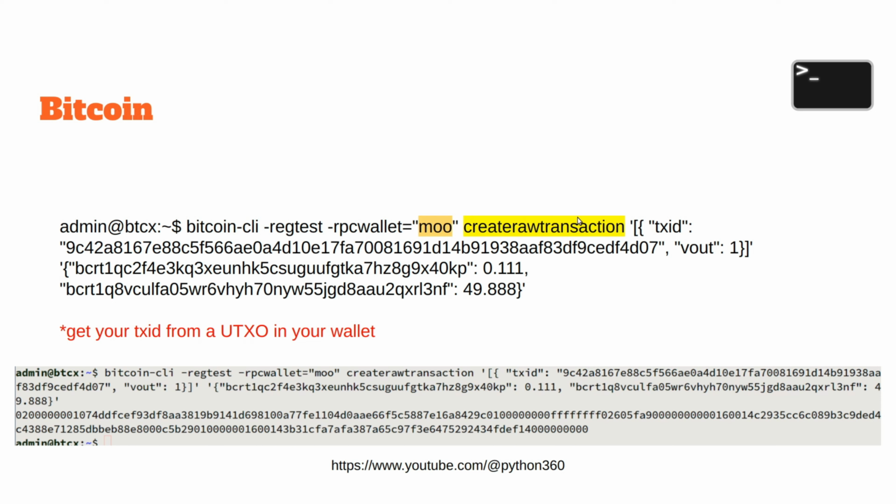createrawtransaction. So get your transaction ID from a UTXO in your wallet. And then, as long as you specify your wallet, you can do createrawtransaction. Then txid, and then specify here the hash. Then vout, I just put as 1. So it's not a true transaction because you haven't created a proper signature or scriptPubKey or anything, but it kind of works.